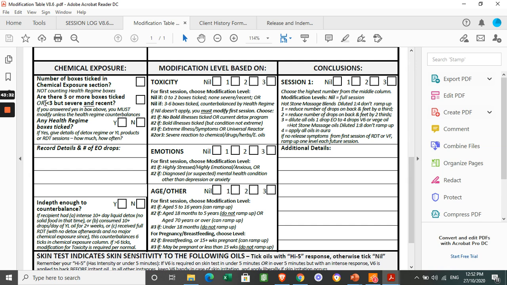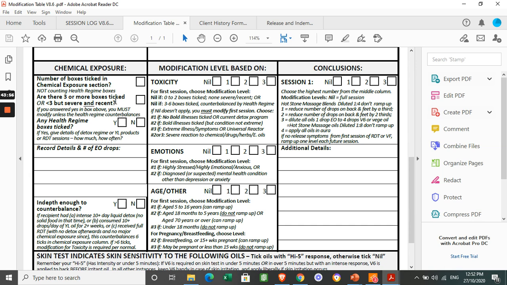Or is there less than 3, so this is the less than sign, but severe and recent? Now, we could say Y for yes. Yes, there are 3 boxes ticked. If you answered yes in the above box, you must modify unless the health regime counterbalances that. I'll talk about the health regime in a second.